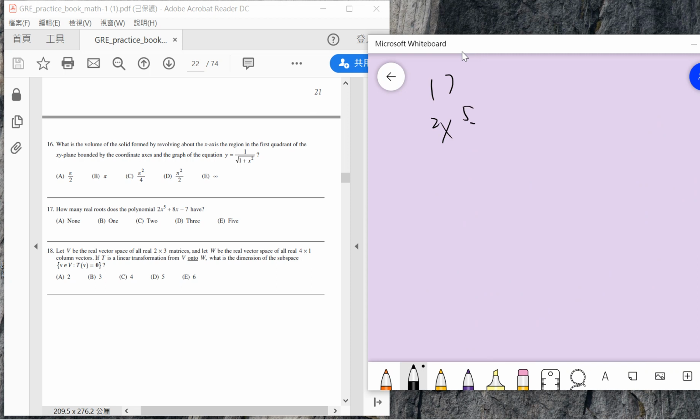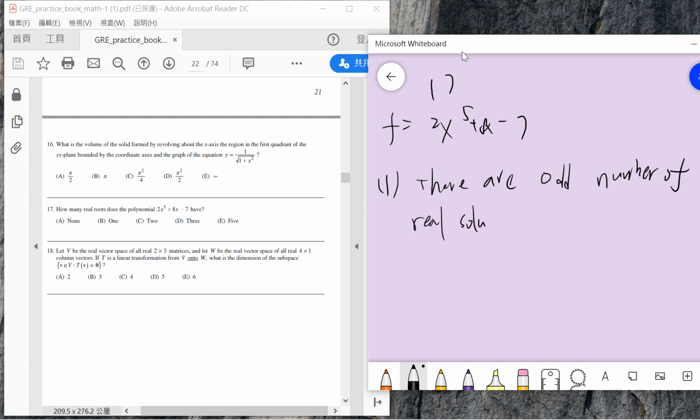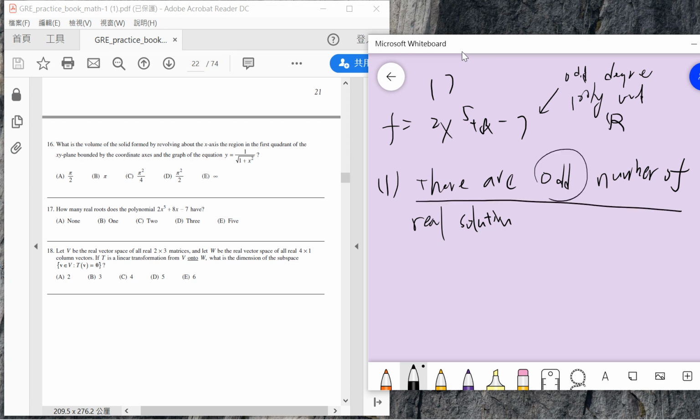17. How many roots? Okay, so two facts. An odd degree polynomial with real coefficients has an odd number of real solutions. So f is an odd degree polynomial with real coefficients, so it has this property: there is an odd number of real solutions. So 0 is not the answer, and 2 is not the answer. Only 1, 3, 5.